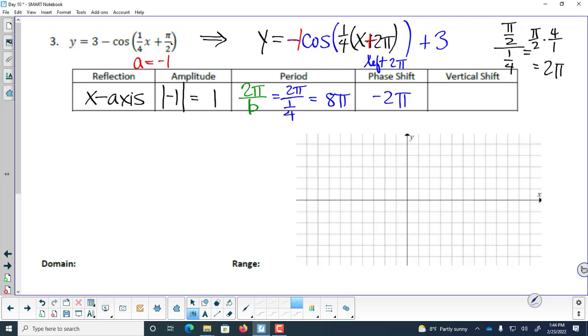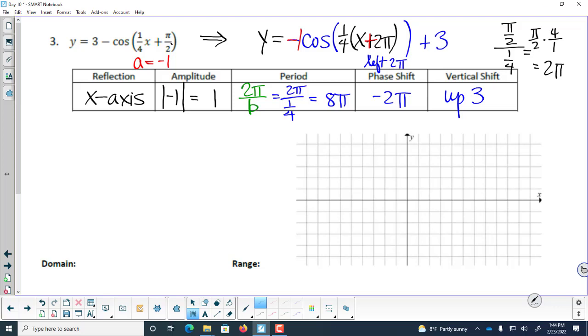All right, vertical shift. Are we doing one? Yes. Which direction and how far? Up 3. Okay, so that's my new midline. From 3 up, I'm going to go up 1 and down 1 to get to the max and min. So what we need to do then is label our x-axis so we can see the beginning and the end of the period, the first cycle, and we can divide it into 4 equal parts.